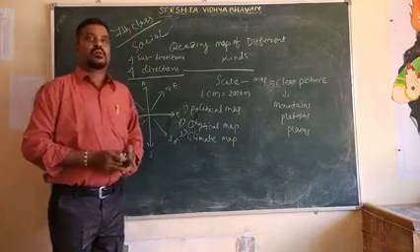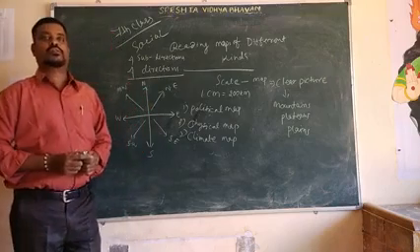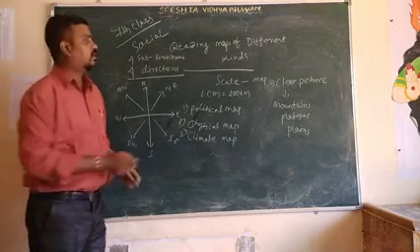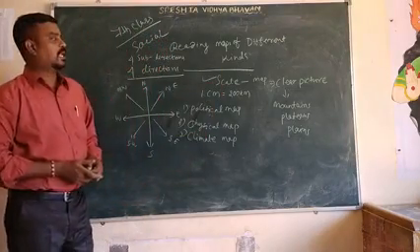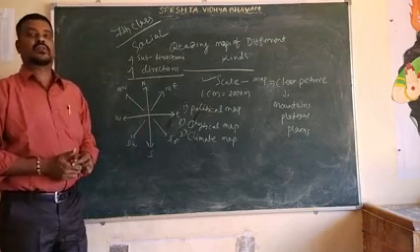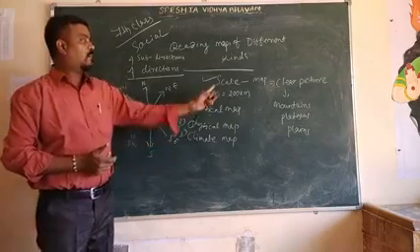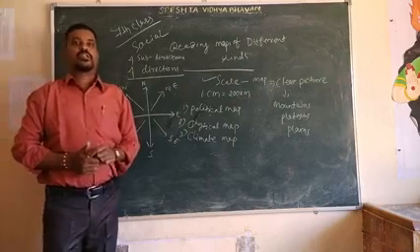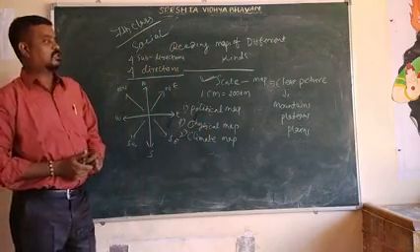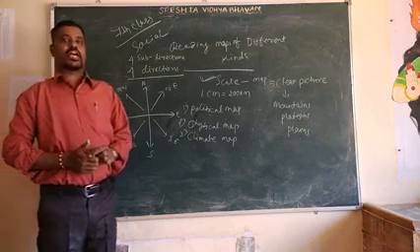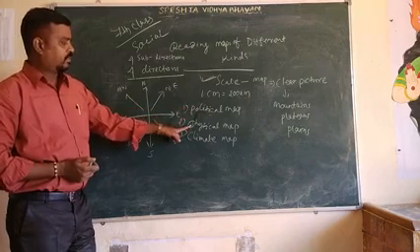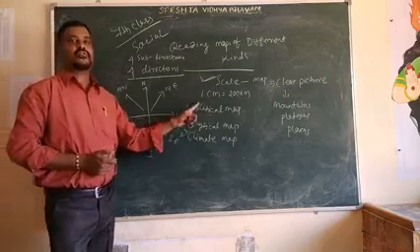Once again I am repeating. In class 6, you learnt to measure distances between places with the help of a scale, and you also learnt the use of scale in a map. There are many types of maps: political map, physical map, and climatic map. These are the different kinds of maps.